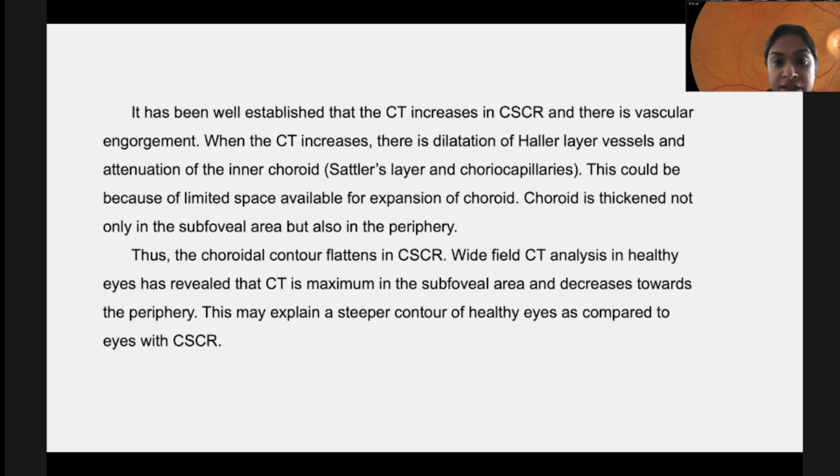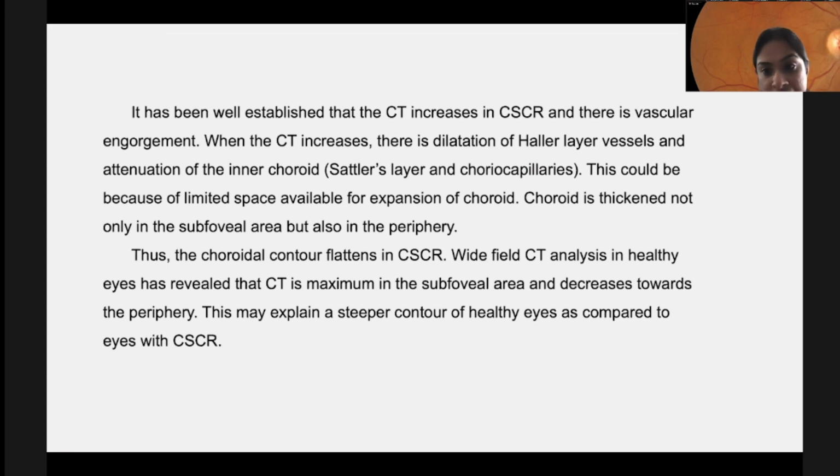When the choroidal thickness increases, there is dilatation in the hollow vessel layers and attenuation of the inner choroid. This is because of limited space for expansion of choroid. Now in CSCR, the choroid is thickened not only in the subfoveal region, but also in the periphery, which makes it flatten because of the limited space available for expansion. Thus, the choroidal contour flattens in CSCR.